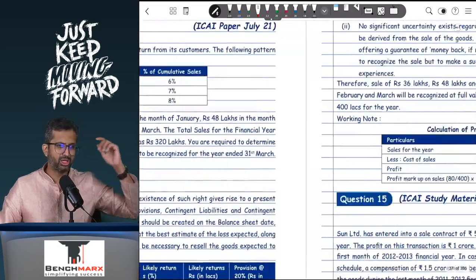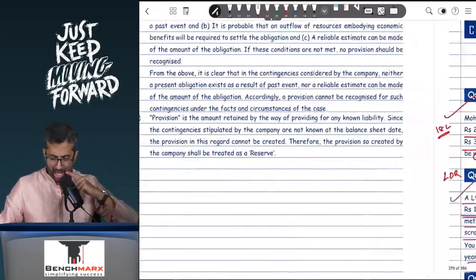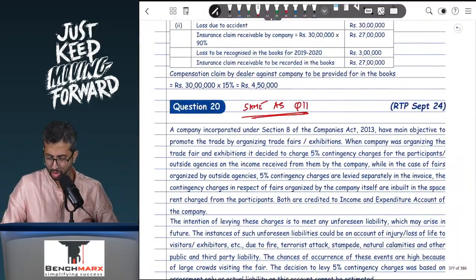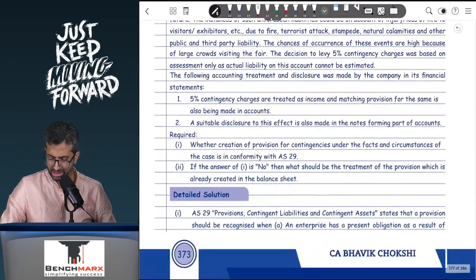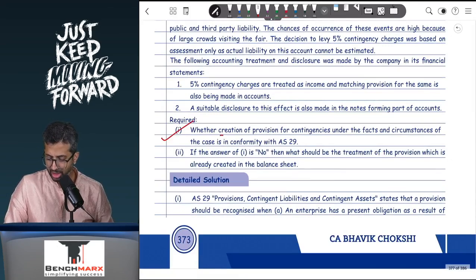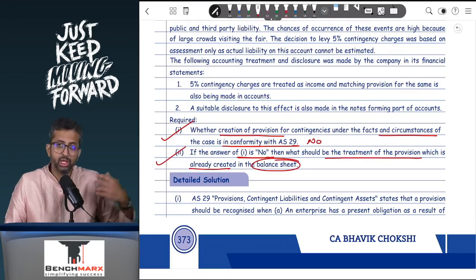Now, if I look at question number 20, I would say this is exactly the same as question number 11 that we just did. The entire para is the same, just that at the end they are asking you whether creation of any provision under the facts and circumstances is in conformity with AS 29, we will still say no. The second part says if the answer is no, then what should be the treatment of the provision which is already created in the balance sheet? Well, you will have to reverse it.